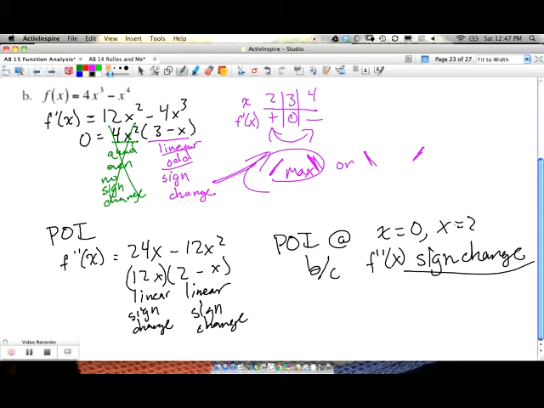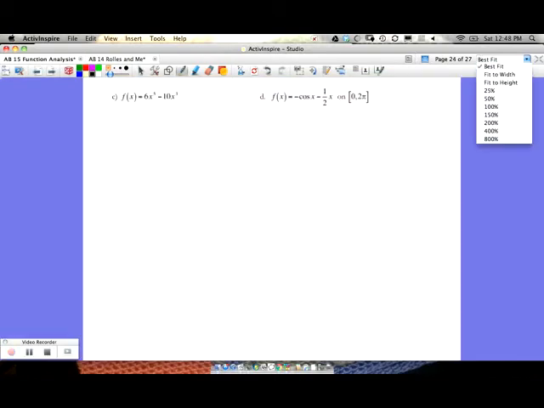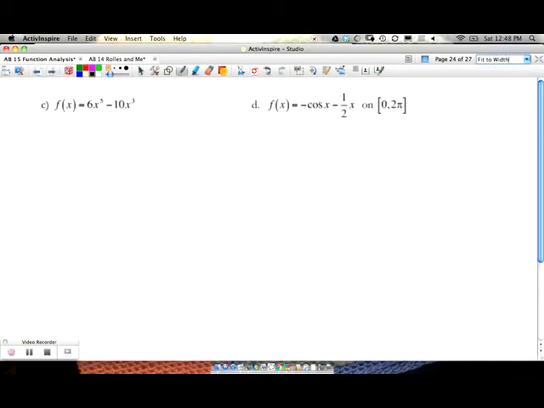Sign change is all we're talking about. When does it go positive? When does it go negative? When does it change? When is it 0? That's it. So much faster. And a lot of it had to do with that idea of understanding linear or odd roots or quadratic or even roots and the difference. Quadratic or even roots don't change sign. Linear or odd roots do change sign. So now, let's look at this. Oh, we've got to do this best fit, fit the width. There we go.